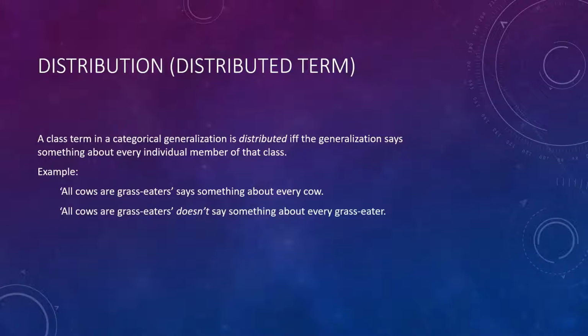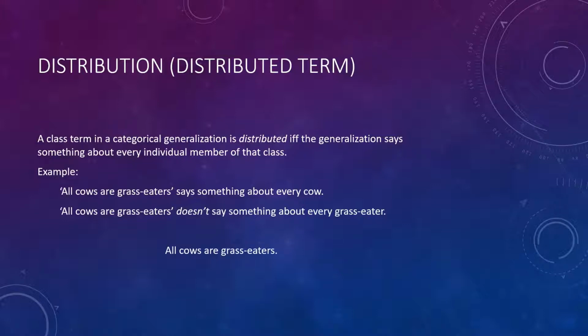The same generalization doesn't say anything about every grass eater. For instance, it doesn't say that every single grass eater is a cow. And it doesn't say anything else about every grass eater. Therefore, the term grass eaters is not a distributed term in this generalization.